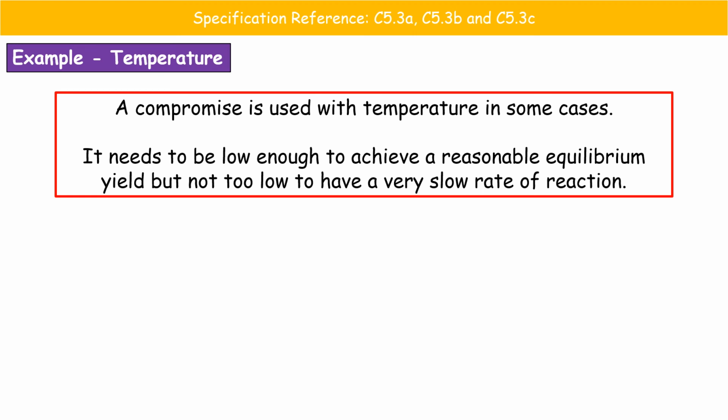Therefore, you're probably thinking, okay, so let's just drop the temperature right down. However, if the temperature goes too low, then what we're going to find is the rate of reaction is going to slow down. So it's a balance between low enough to give us a reasonable equilibrium yield, but not too low so as to have a very slow rate of reaction. We make a compromise.